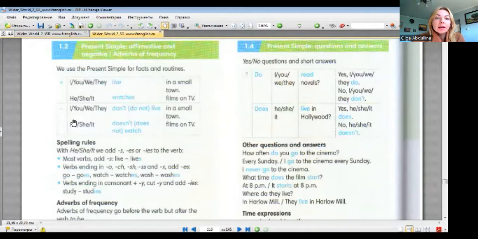Так. Then, if it is a negative sentence, I, you, we, they, and then we use the auxiliary verb do with particle not. Для I, you, we, they використовуємо допоміжне дієслово do з часткою not. So in the result we've got don't. The full form is do not, right? Don't leave. If it is he, she, it, then the auxiliary verb is going to be does. То допоміжне дієслово буде does, and of course particle not, і частка not, so doesn't or does not watch.